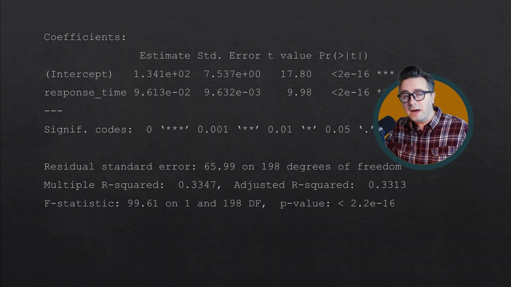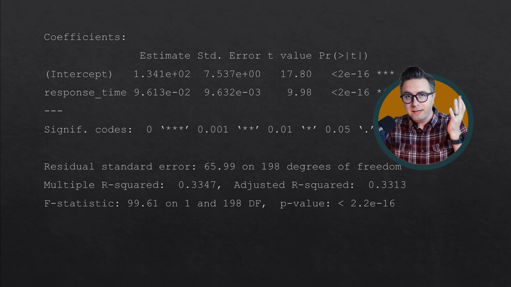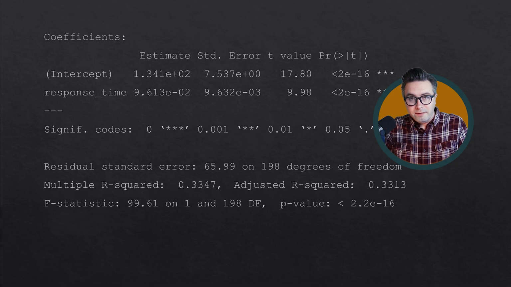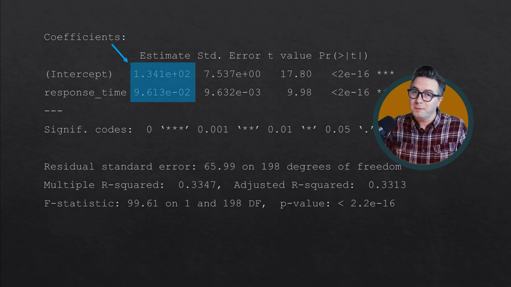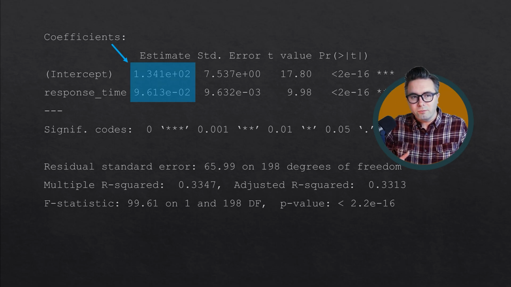All right, so here's the data that was outputted from R. I'm going to talk about how this fits in with our model. These are the coefficients that we talked about, the intercept and the slope. You can tell the intercept because it's labeled as intercept. The slope is the response time. So it's talking about the coefficient, that's the slope for that x value, which is response time. Okay, so that's what we're using.